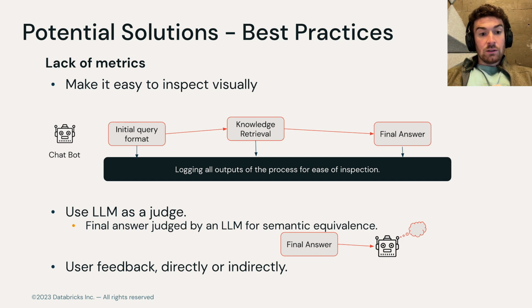Another thing that we can do is use a language model to judge whether the final answer is correct or not. So this will handle the cases where there's a fact, but it's surrounded by a bunch of conversational text. And so we'll use the language model to take a natural language answer and then a natural language ground truth label and compare whether they're semantically equivalent. And then the final thing that we can do here is we can just gather feedback directly or indirectly from users. And so I'll talk a little bit more about this during online evaluation.